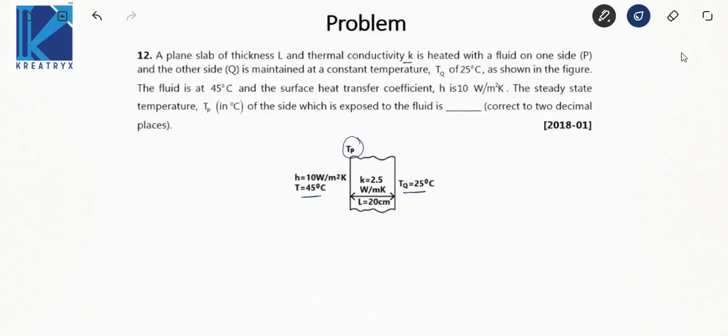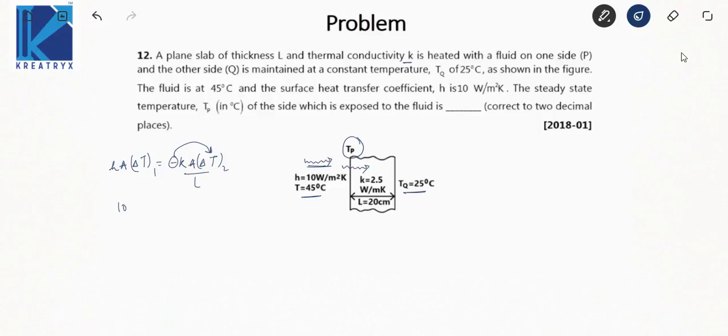Okay, again the same concept that has already been done in the previous question, that the heat flow rate through convection will be equal to the heat flow rate through conduction. So let's write the heat flow rate through convection, that is HA delta T, and the heat flow rate through conduction minus KA delta T by L. Let it be 1, let it be 2. I'll adjust the negative sign here automatically.